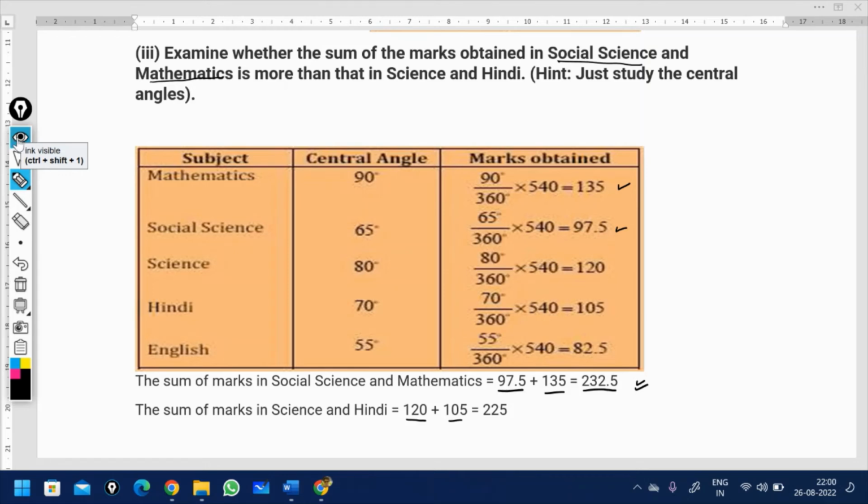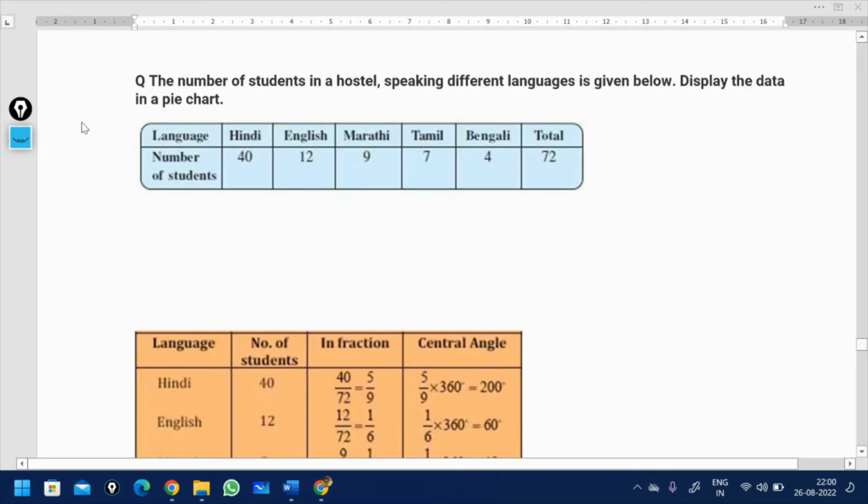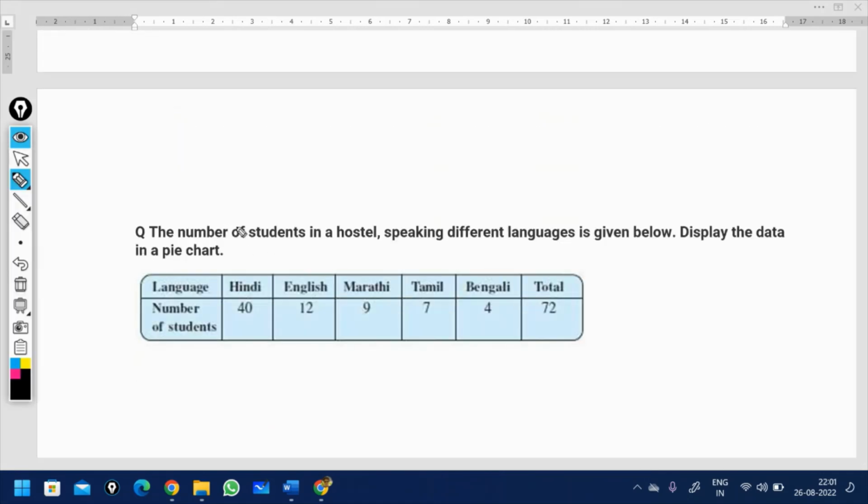Let's take up one last question on pie chart. The data is given to us already in the form of a table. Read the question. It says the number of students in a hostel speaking different languages is given below. So let's read that. Hindi is 40, English is 12, Marathi is 9, Tamil is 7, Bengali is 4, and the total is 72. They're very nice, you see, they have given you the total also.